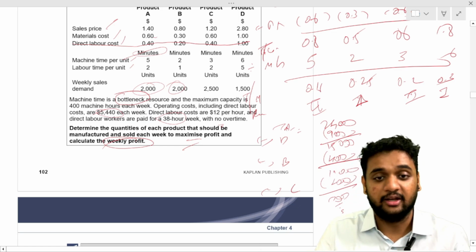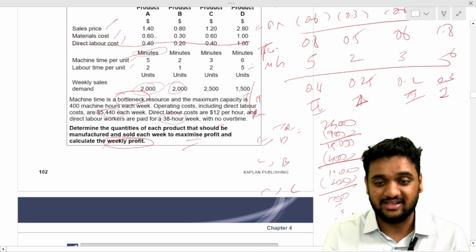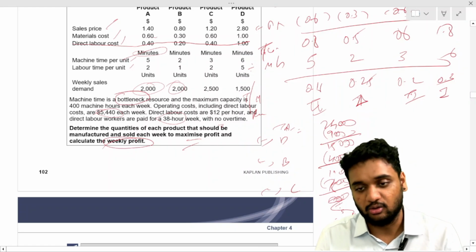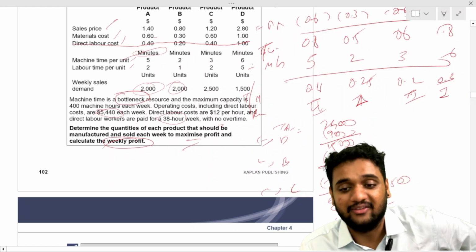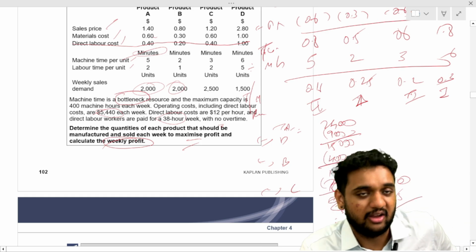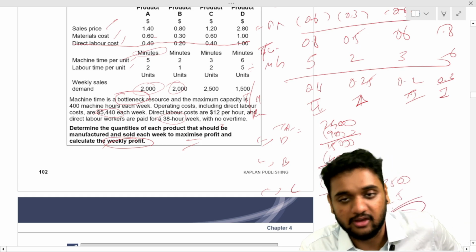C is 2,500 into 3, 7,500. If you do that, how much will you get? 3,500 is what will be left. Divided by A, per unit 5 minutes is required. So 3,500 divided by 5 minutes, 700 units of A we can produce.